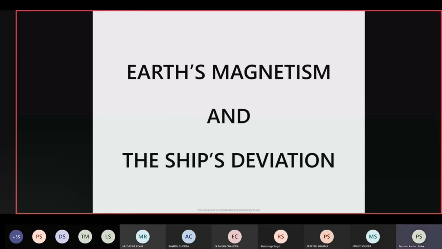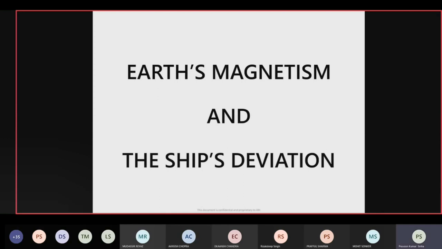The slide says, the ship's deviation. It is not the ship's deviation, actually. It is the ship's heading deviation, where we are going, how the compass is getting deviated because of Earth's magnetism, why the compass actually tries to point towards the north because of Earth's magnetism.